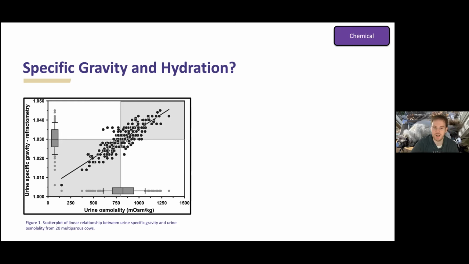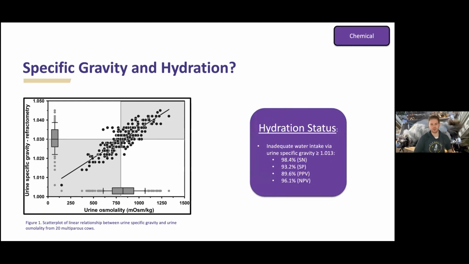Really appreciate this. But for the clinical application for humans, what is it really going to tell us? There was a study that was looking at inadequate water intake via a spec grav of greater than or equal to 1.013, and the cutoff value for adequate hydration was urine osms less than 500. They found that the spec grav had pretty good sensitivity and negative predictive value, and the specificity wasn't bad either. So if you have a clinical situation where you're concerned about someone's hydration status in the setting of a normal kidney, I think that this can actually be helpful.